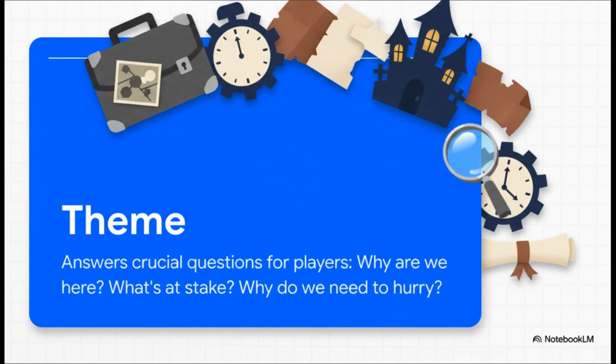So, what is a theme's job, really? Well, it's the glue that holds everything together. A strong theme instantly answers 3 vital questions for your players. 1, why are we here? 2, what's at stake? And 3, why is that clock ticking down so fast? It creates purpose and injects every single moment with a real sense of urgency.